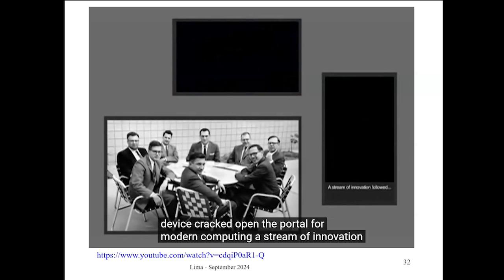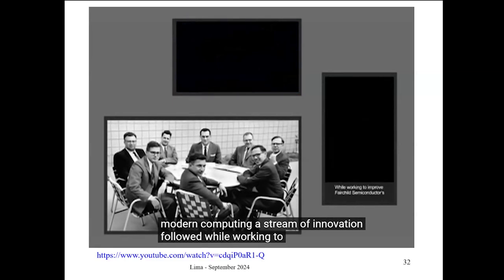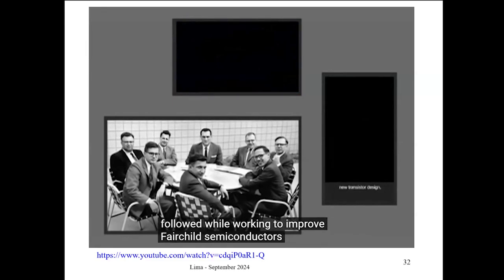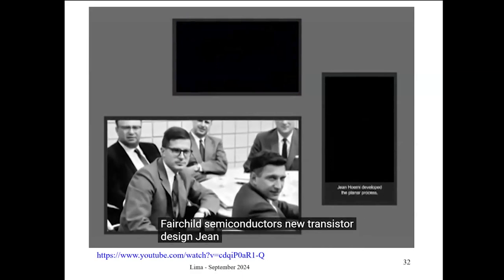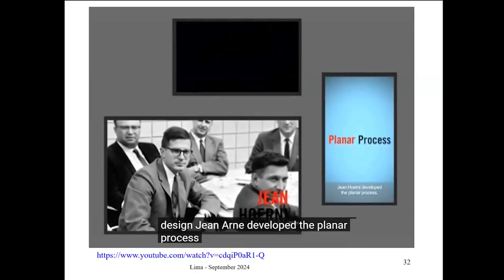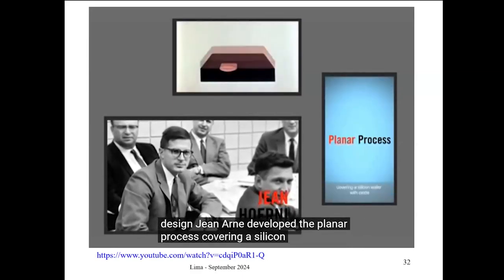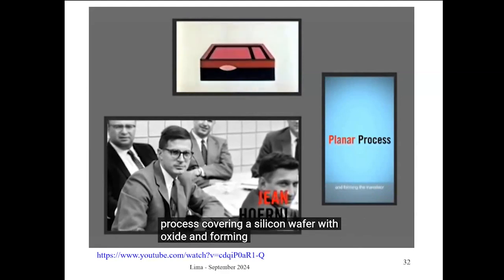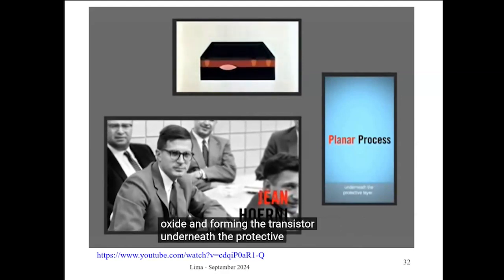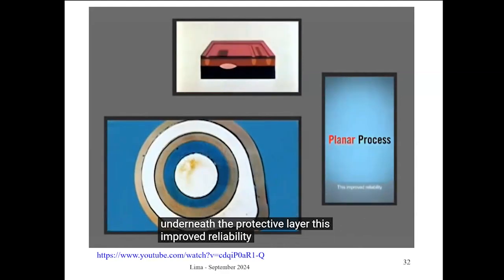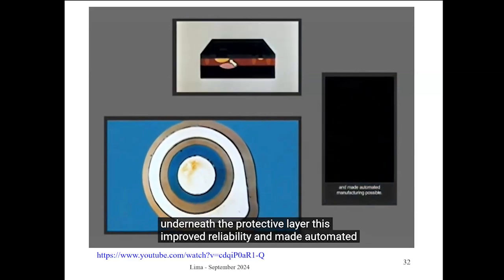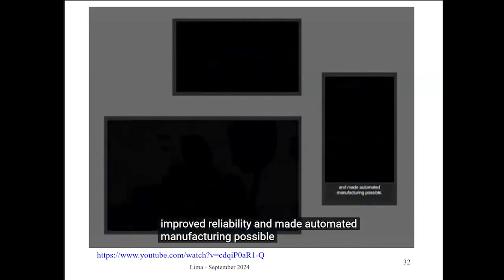A stream of innovation followed. While working to improve Fairchild Semiconductor's new transistor design, Jean Hoerni developed the planar process, covering a silicon wafer with oxide and forming the transistor underneath the protective layer. This improved reliability and made automated manufacturing possible.